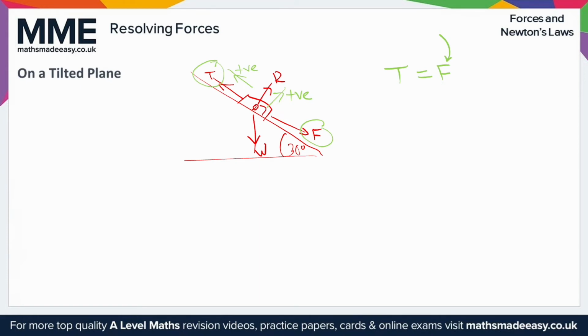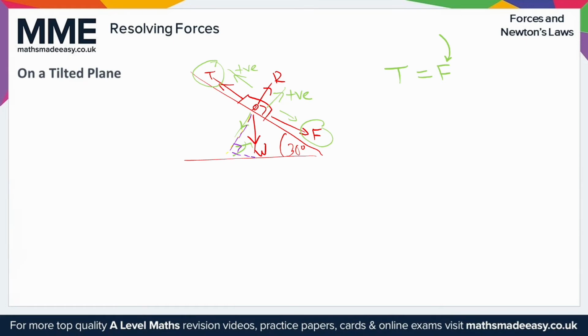Is there anything else that acts parallel to the plane? Well, this here, the weight, is going to apply some sort of force down the plane, and it's also going to apply perpendicular to the plane. Okay, now we need to work out how much of that force it applies. So I would draw a little triangle, and we can then use trigonometry. So if I draw, yellow is not the best colour, let me pick purple there.